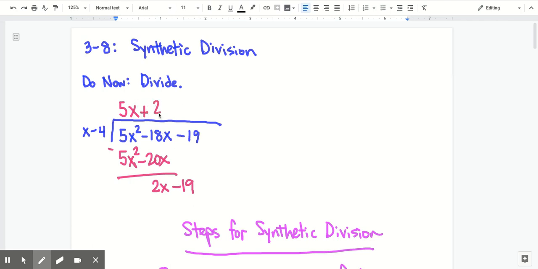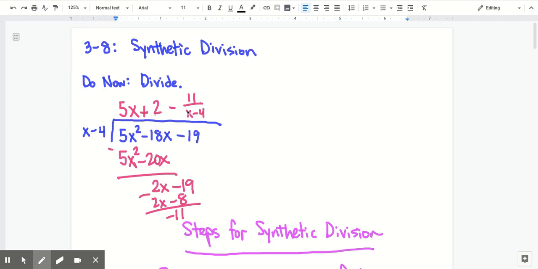X times a 2 is a 2x, so that goes up top. You put 2x, you have a minus 8, and when you subtract these two things, you get a negative 11 for your remainder. So what we do with our remainder is we put either a minus or a plus sign here, and then we had 11 over the x minus 4 for the end of our solution.